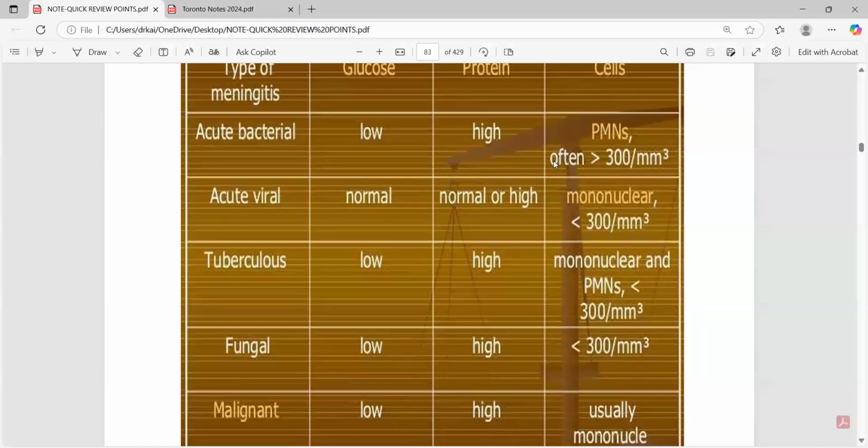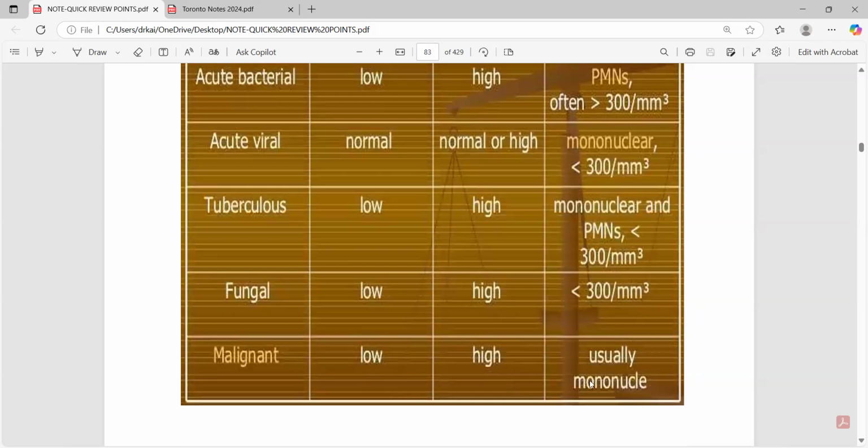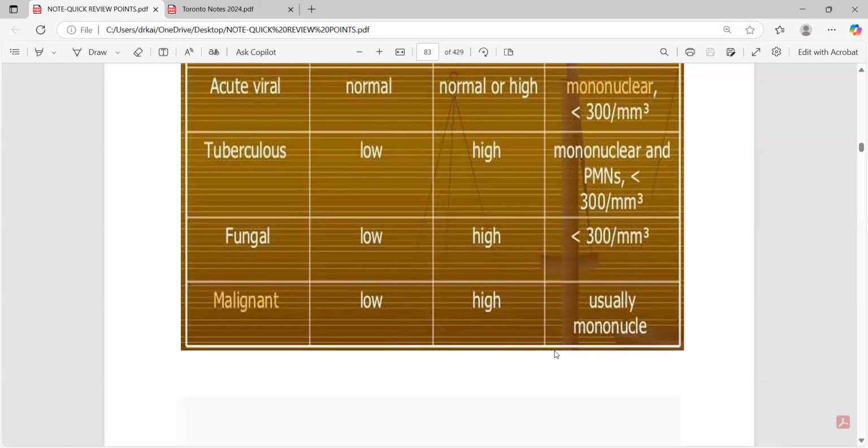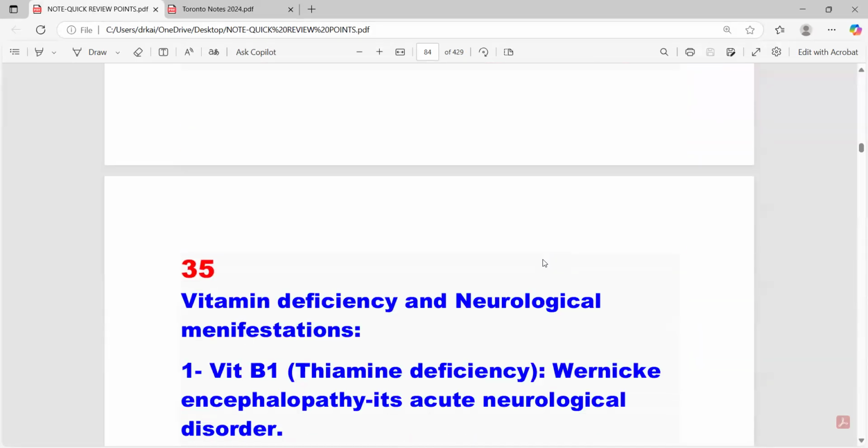Then come the cells. In the bacterial, obviously, there will be neutrophils. In viral, there will be mononuclear cells. In tuberculosis, mononuclears and neutrophils, but it could be less than 300. Fungal is less than 300 as well. Then comes the malignant, which is usually mononuclear. So they will give you a little bit of an idea if it's a malignant one, that the patient was having a cancer or whatever is going on, and now he has developed this one.